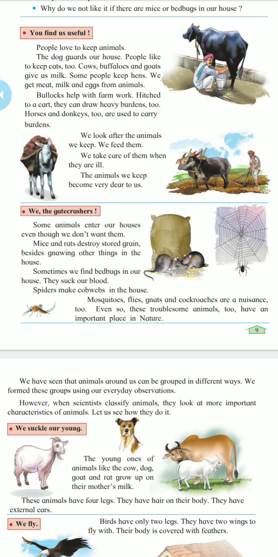We are great crashers. Some animals enter our houses even though we don't want them. Mice and rats destroy stored grain besides gnawing other things in the house. Sometimes we find bedbugs in our house. They suck our blood. Spiders make cobwebs in the house. Mosquitoes, flies, gnats, and cockroaches are a nuisance too. Even so, these troublesome animals too have an important place in nature.